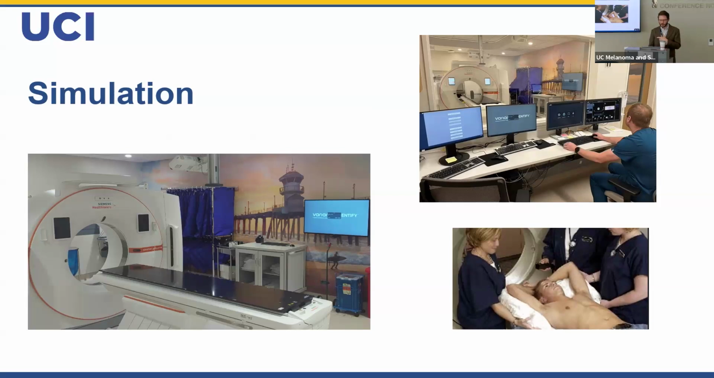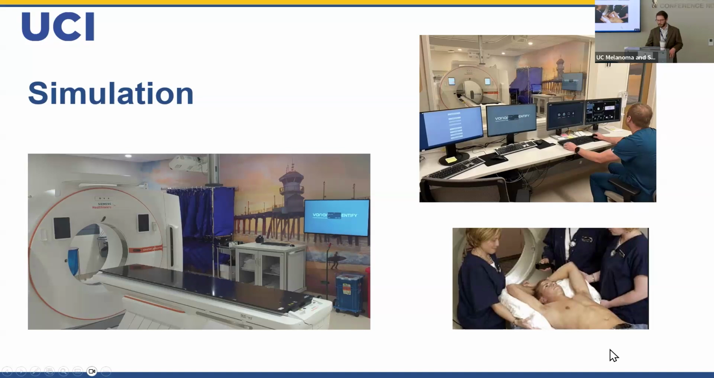This is what our simulation room looks like downstairs here at the Chow Irvine Center. So this is a CT scanner on the bottom left. And then backing up, this is what the console looks like in the workroom. This is our lead therapist here at Irvine.